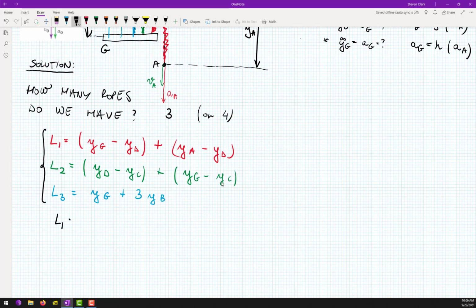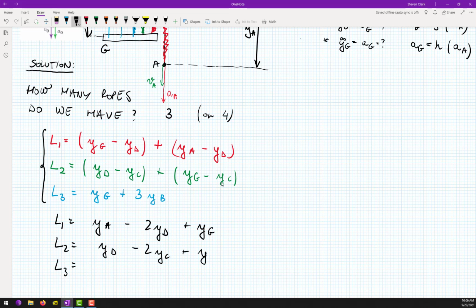Okay. So L1 is equal to YA minus 2YD plus YG. L2 is equal to YD minus 2YC plus YG. And the third one is 3YB plus YG. Great, we have our expressions for lengths. We know how our lengths change, okay? And by the way, all of those lengths are constant, yeah?